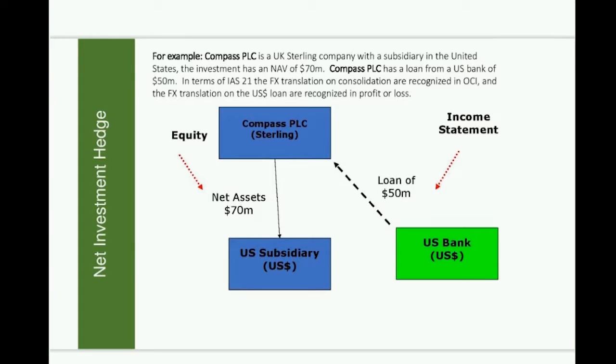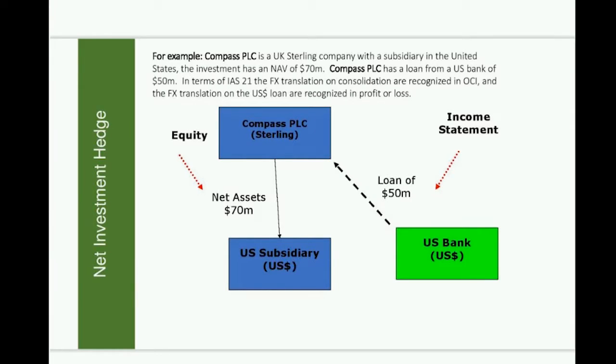So in order to try and give some accounting representation to that fact, if Compass PLC is to designate that loan of $50 million as a hedge of its net investment in its US subsidiary, instead of taking the gains or losses on that loan to profit and loss, which is what it would be required to do, by designating it as a net investment hedge, it would take the gains or losses on that loan through to OCI as well. A lot of companies make use of this strategy in order to reduce profit or loss volatility, where they have foreign currency exposure, which is mitigated by foreign operations that operate in countries where the functional currency is the same as the liability exposure.